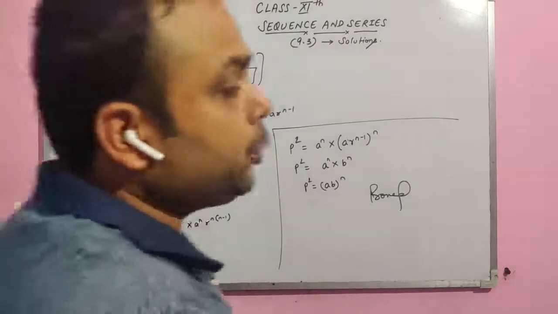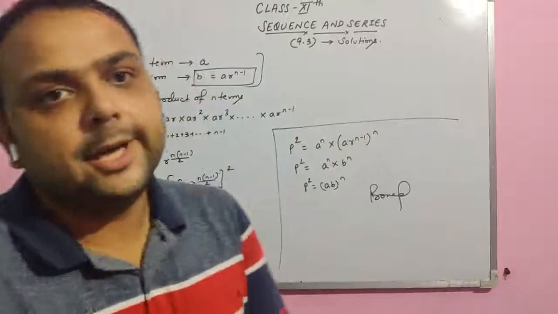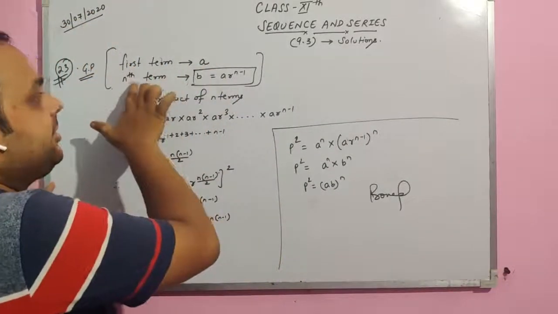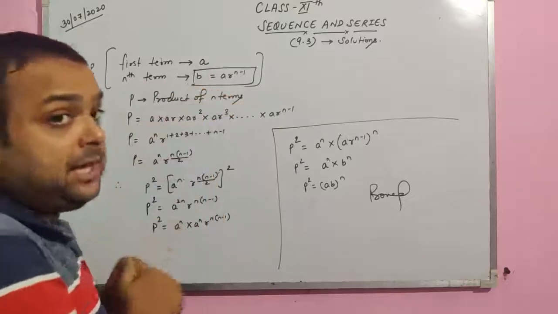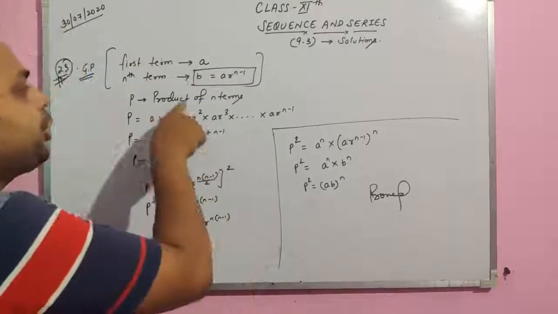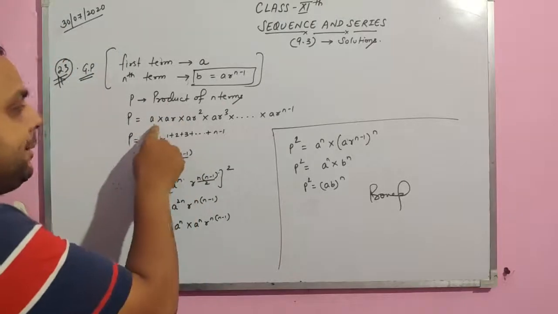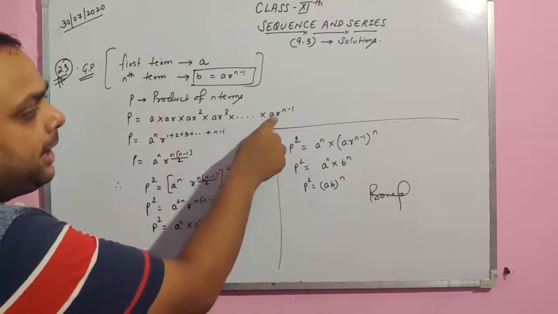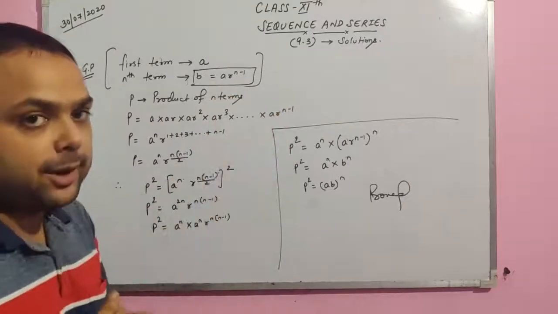Now this is question number 23 of 9.3. In this question, first term of a GP is A, nth term is given as B, which is also A r to the power n minus 1, and P is the product of n terms, that is A multiply AR square multiply AR cube multiply up to AR n minus 1.